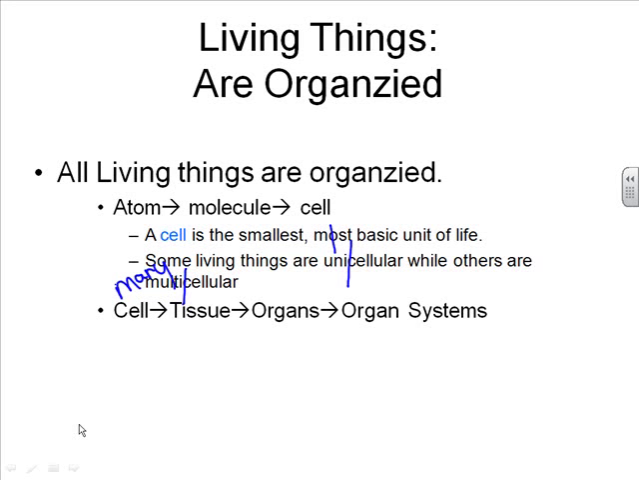Now if we take cells and put cells together and they function for a common cause, they make a tissue like epithelial tissue, muscle tissue. You put those together and they make organs like the skin, the heart. You put multiple organs together and you make an organ system.